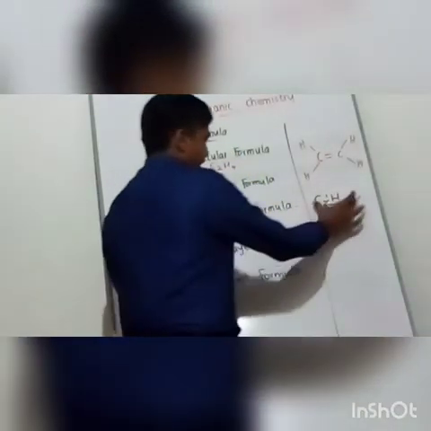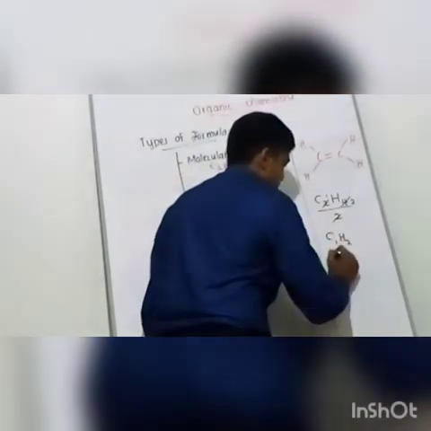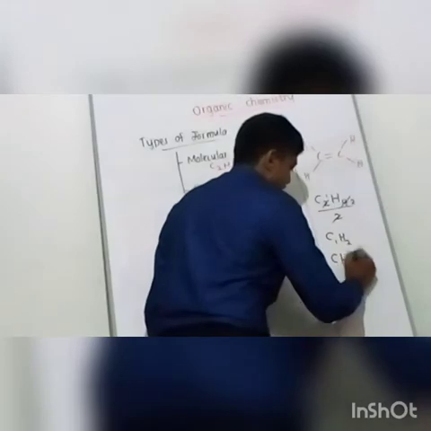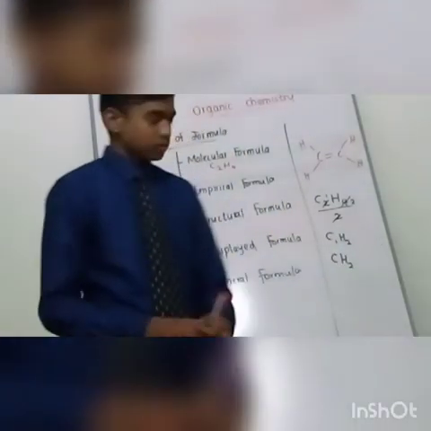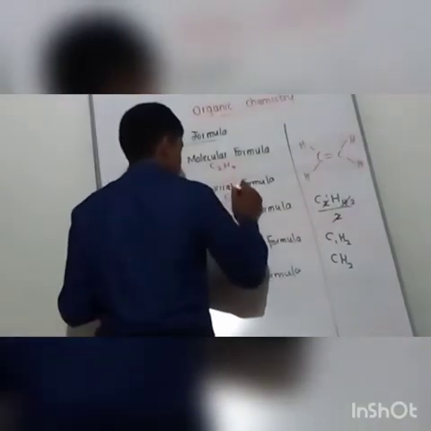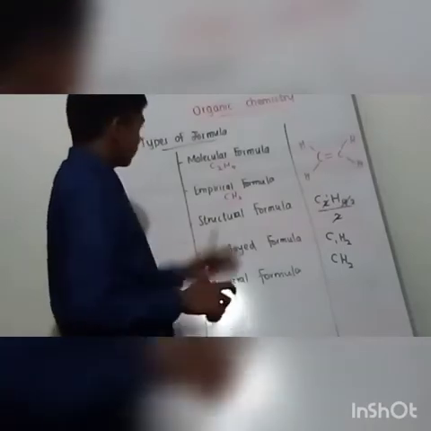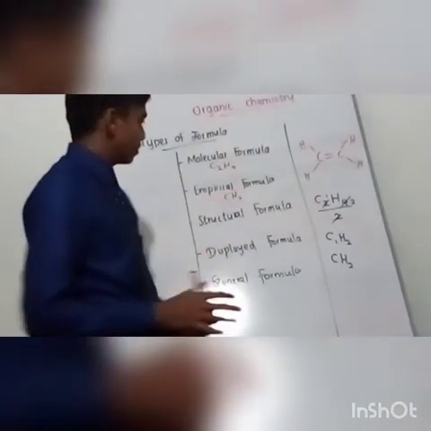Then I have got the answer C1H2. We don't need to write the 1 for carbon, so we write CH2. So the empirical formula for ethene is CH2. You have simplified it to the simplest value, and that's called the empirical formula.